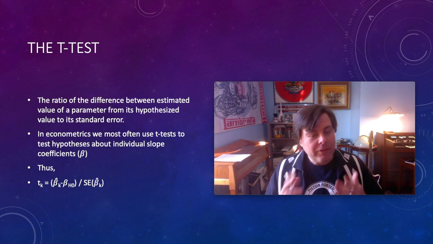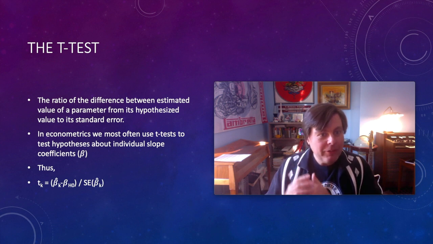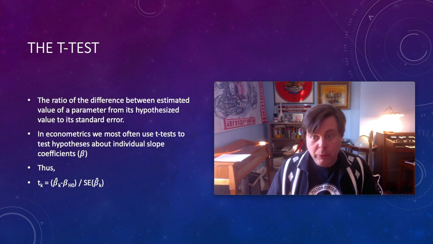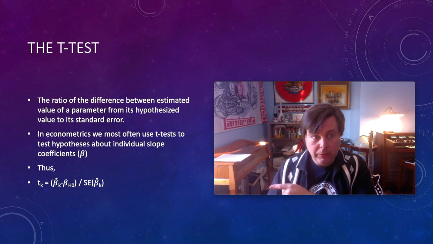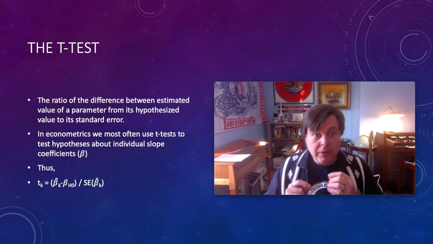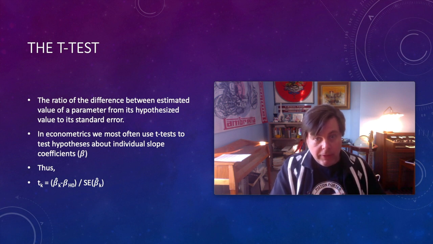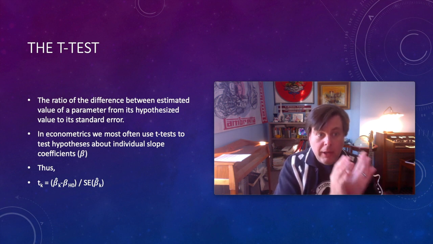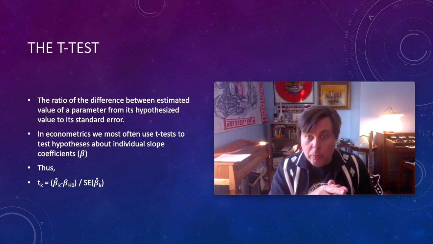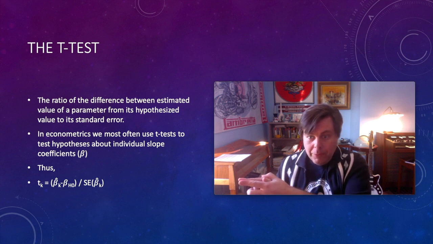Okay. Now the T-test here, as we see, is the ratio of the difference between the estimated value of a parameter from its hypothesized value to the standard error, or as we see in the equation here. Okay, so I'll say that again. The ratio of the difference between the estimated value of a parameter from its hypothesized value, okay, so that chunk, estimated value of a parameter from its hypothesized, we see in the numerator here of this equation, right?